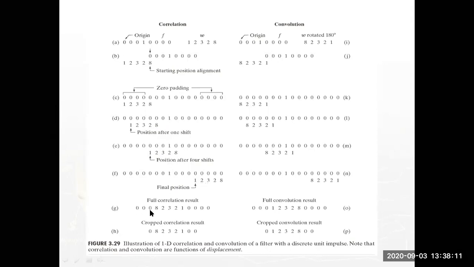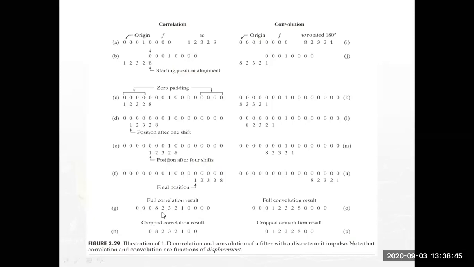But what is the result? At 1, for one time 8, at 1 for one time 2, at 1 for one time 3. Like this we are getting 000, 8, 2, 3, 2, 1. So if you perform all the multiplications by shifting your window from the first position to the last position, you will get the result like this: 000, 8, 2, 3, 2, 1, and 0000. This is called the full correlation.